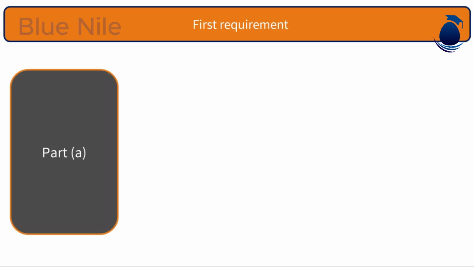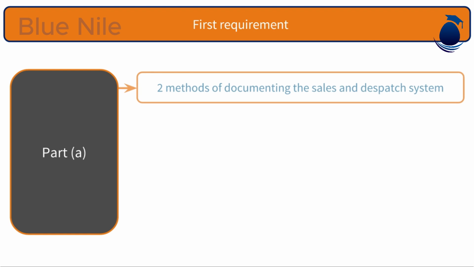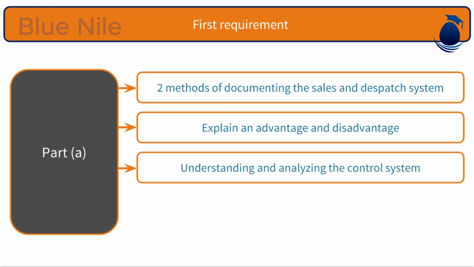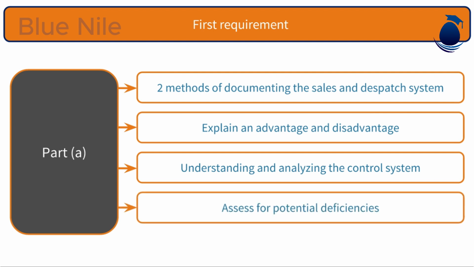Part A. We need to describe 2 methods of documenting the sales and dispatch system, and for each explain an advantage and a disadvantage of using this method. Documenting the sales system is an important aspect of understanding and analyzing the control system. There are several methods that can be used to do this. The aim is to ensure the system is understood and to assess for potential deficiencies.